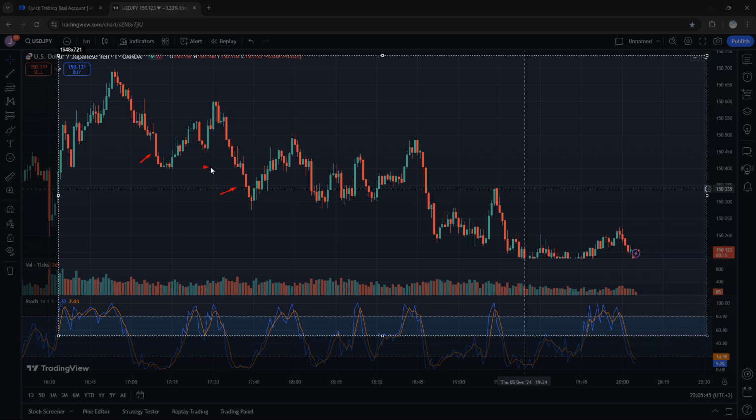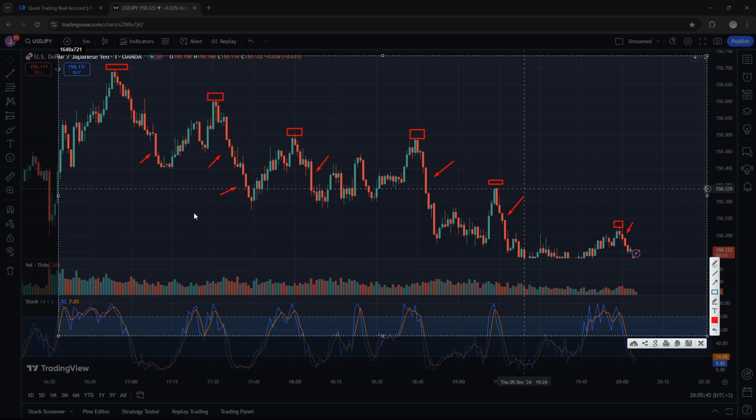So, the red arrows point to the aggressive downward moves that dominate the chart. These sharp drops are followed by weaker upward corrections, showing that the sellers have much more strength than the buyers. This pattern suggests a continuation of the downtrend.